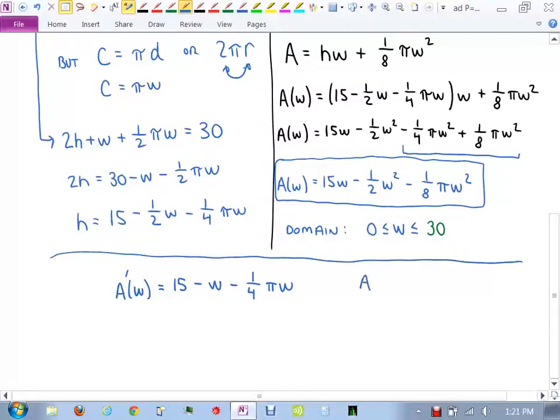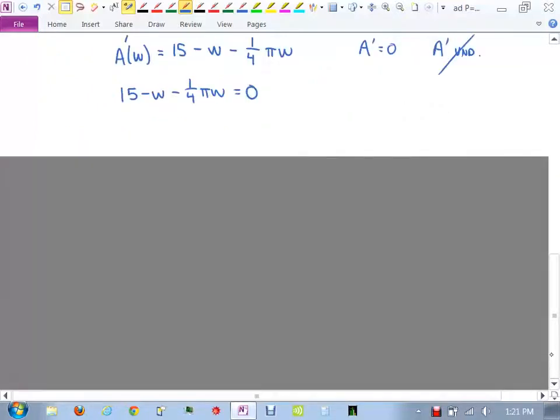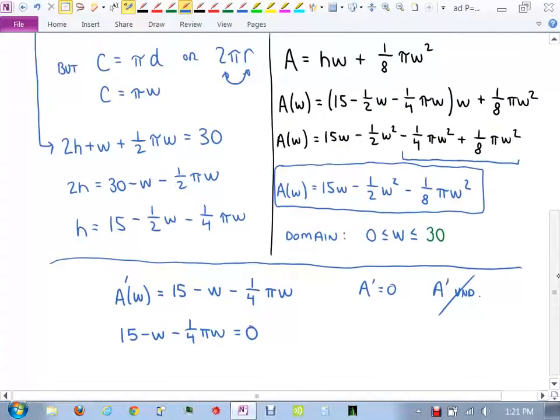So where's A prime 0? Where's A prime undefined? Well, it's never undefined because it's a linear function. It's 0 whenever I set it equal to 0. So let me do that. Oh, I'm out of room. Okay, I need to start a new page. Everyone have that?